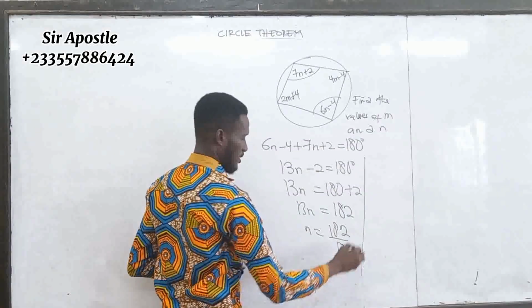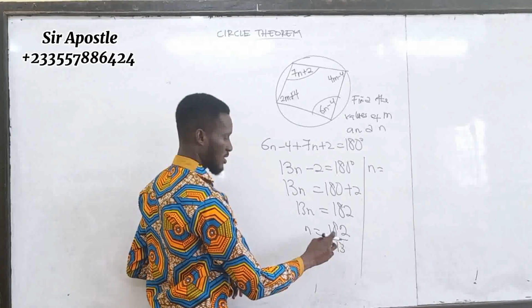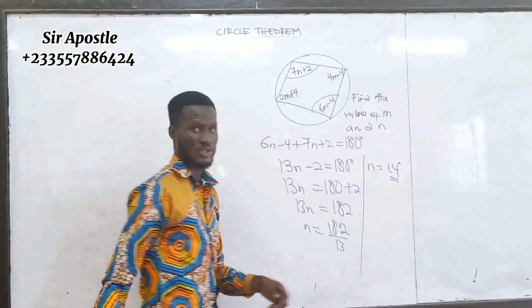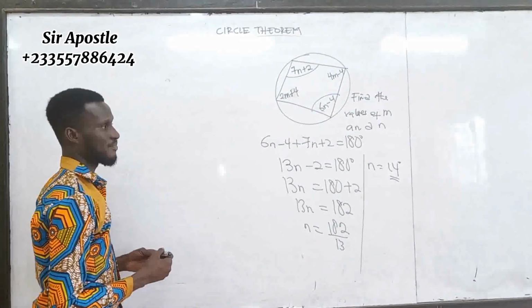So what will be our value for n? 13 goes into 182 how many times? 14 times. So our n is equal to 14 degrees. We can easily solve for the value of m.